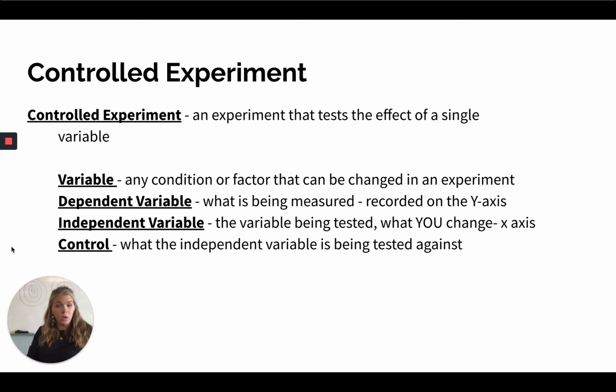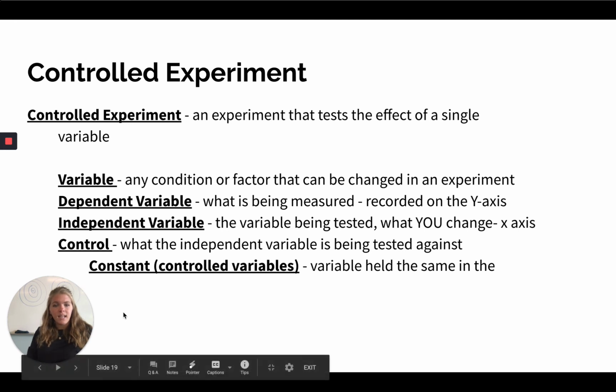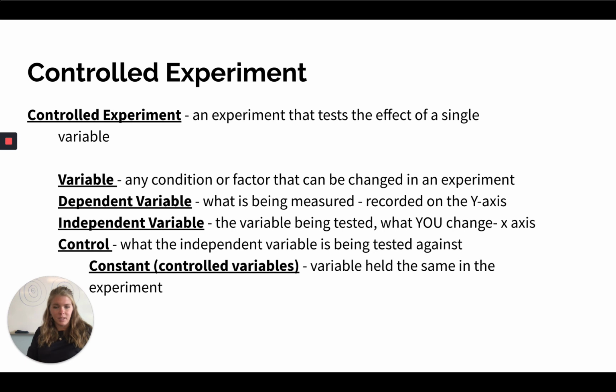Our control is what the independent variable is being tested against. So the control is what is normal, and we're going to go over some examples of that to better understand that. And lastly, the constant. The constant or the controlled variables are variables that are held the same in the experiment. So those are what are held the same because we're not testing those things.